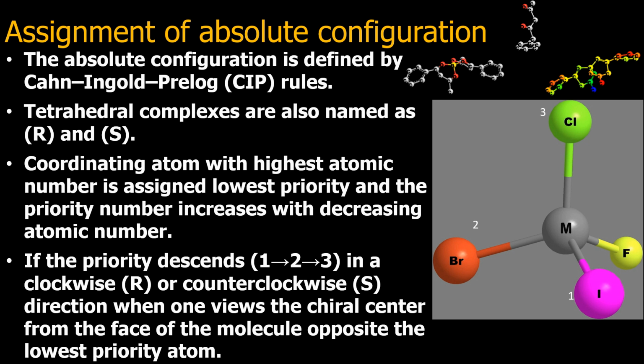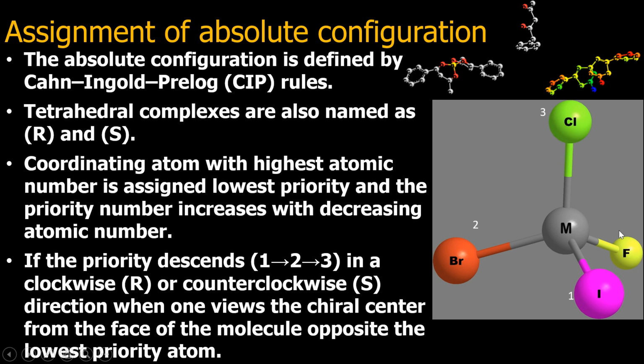What we do is, we take up a complex under study, say this is the same complex we are taking. Then the coordinating atom with the highest atomic number is assigned the lowest number, which is called the priority number. So in this case, iodine has the highest atomic number, so I am assigning number 1 to it. Then the next one is bromo. In the periodic table, fluorine, chlorine, bromine and iodine, so iodine has the highest atomic number. Then it is bromine, I am assigning it number 2. Then chlorine, so I am assigning number 3, and the fluoro will have number 4.